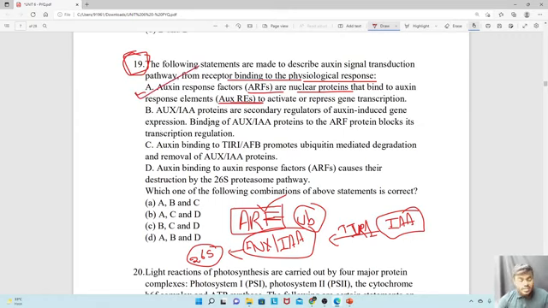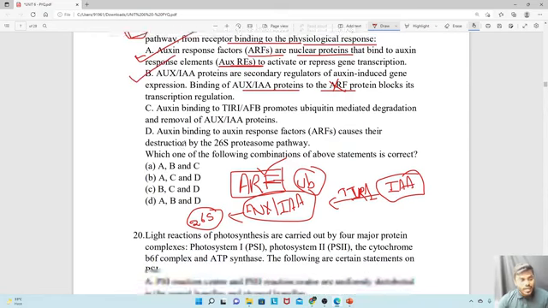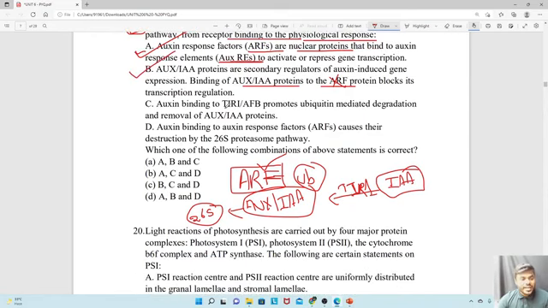Option B, auxin IAA proteins are secondary regulators of auxin induced gene expression. Binding of auxin IAA protein to the ARF gets blocked. Absolutely right statement. Option C, auxin binding to TIR1 receptor or AFB, anything is same, promotes the ubiquitin mediated degradation of auxin IAA. Right statement.